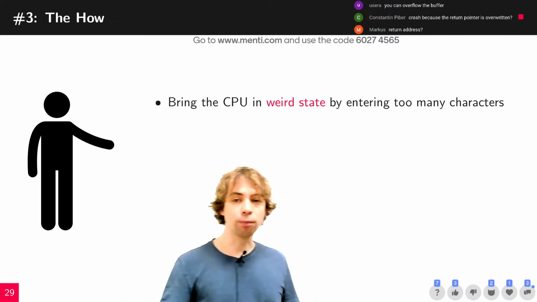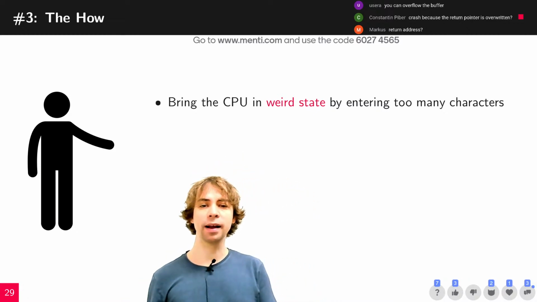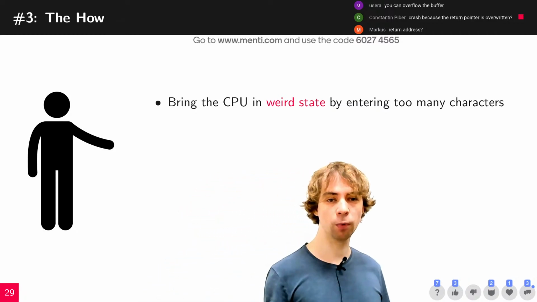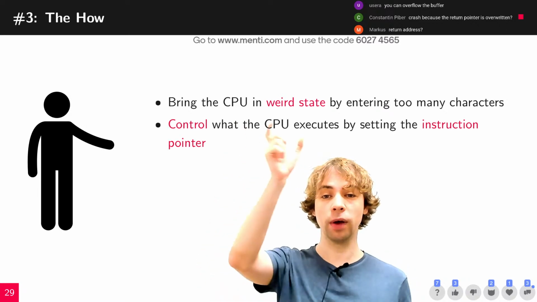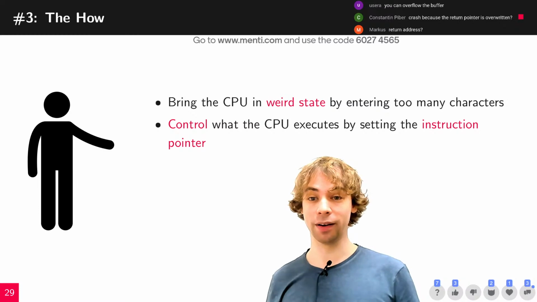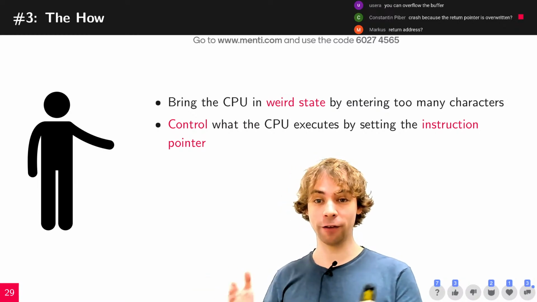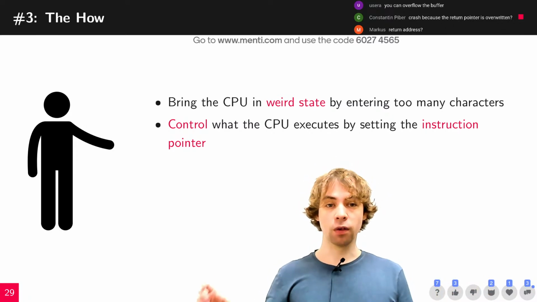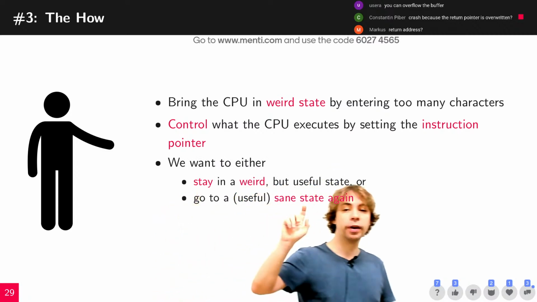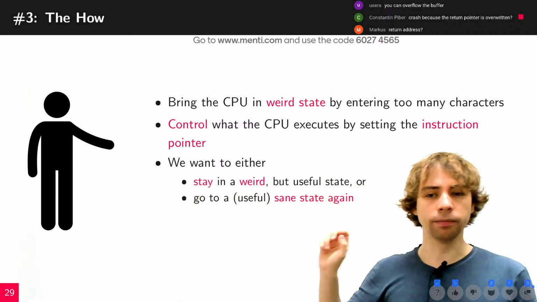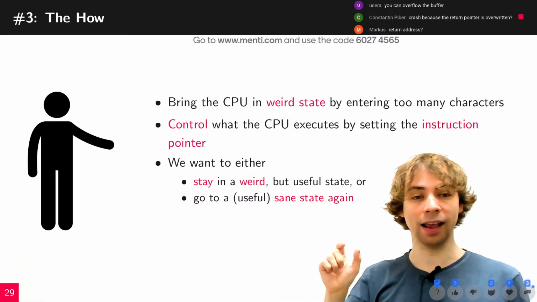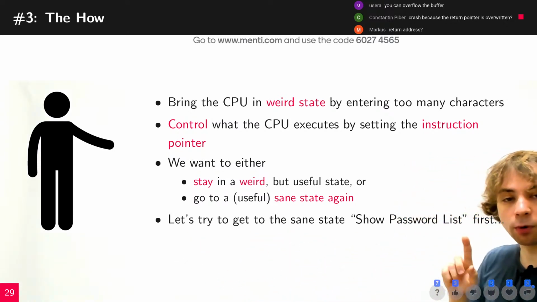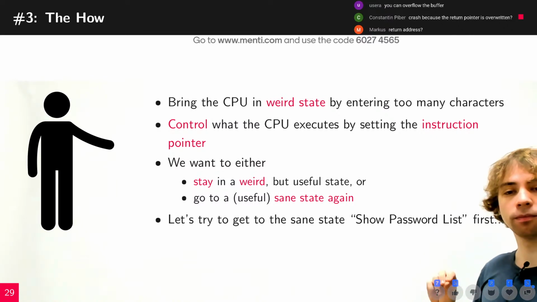And we just brought the CPU into this weird state by entering too many characters. So that was also quite easy. So we control now what the CPU executes by setting the instruction pointer. By providing input, we define what instruction pointer the CPU executes next. So we want to either stay in a weird state, but a useful one, or we go into a useful sane state again. For instance, we could try to get into the sane state, show the password list. Okay, let's try to do that.